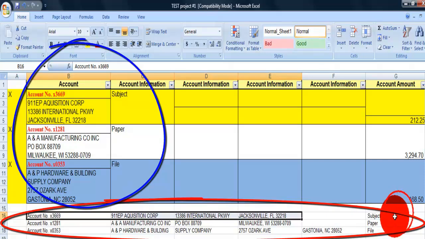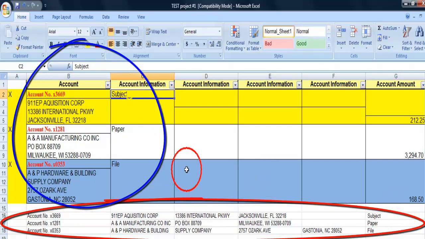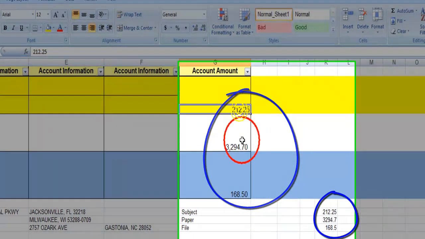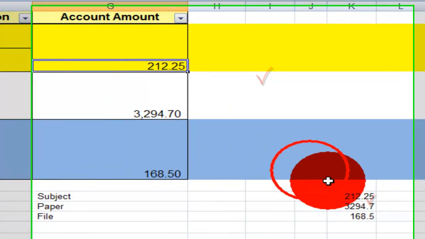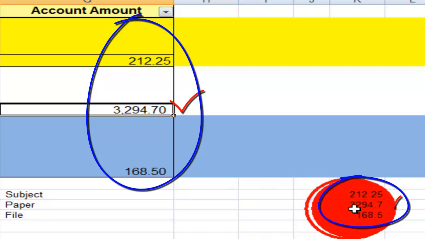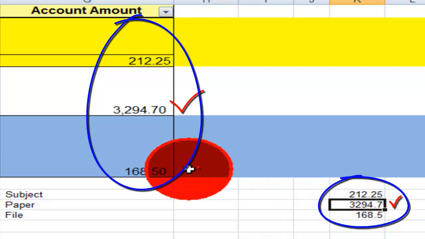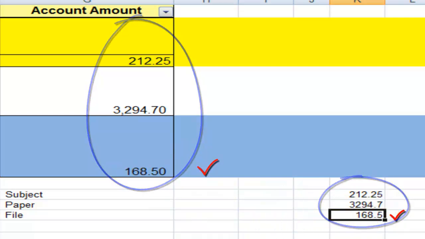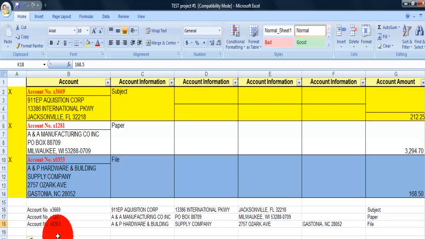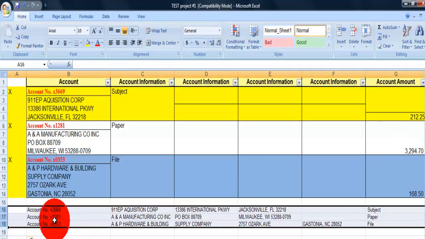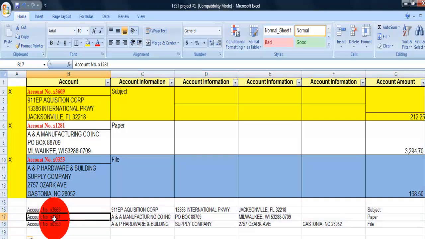As you can see, subject is here and subject is here, and the amounts match exactly. 2,112.25 is also here, 3,294.70 is also here, and 168.50 is also here. All these results match correctly to the original accounts.